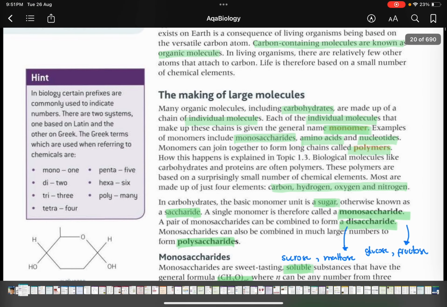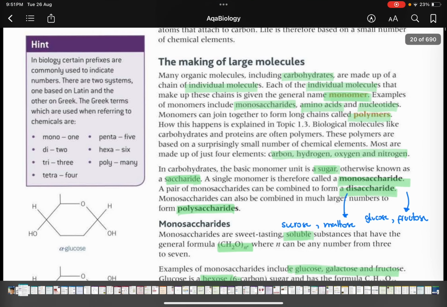Next, we're going to be going on to the prefixes. So in biology, we have certain prefixes. This is going to be super useful. Mono means 1, di means 2, tri means 3, tetra means 4, penta means 5, so like pentagon, hexa means 6, poly just means many, and I think usually it's more than 10.